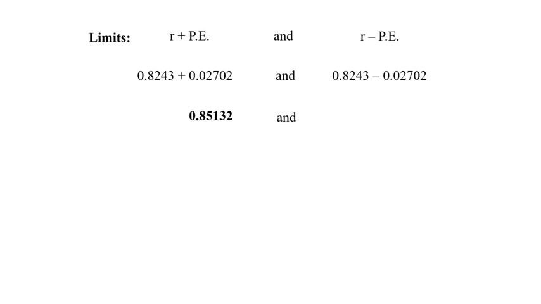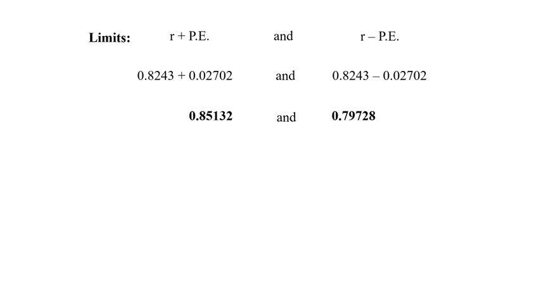0.85132 and 0.79728 are the limits within which other samples, for example, another 64 samples taken from the same population, will fall.